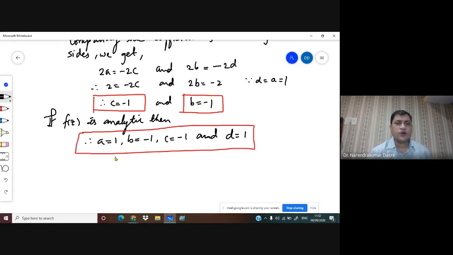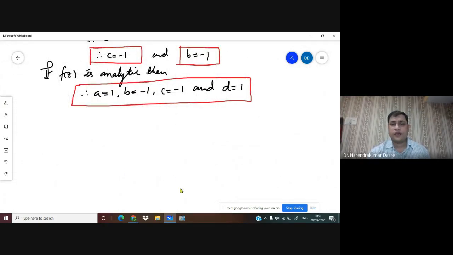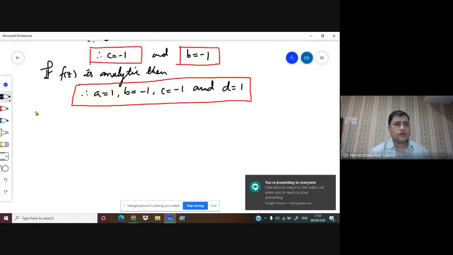So this way we are able to get the values of these coefficients if we know that the function is going to be an analytic function. Okay. So do you have any doubt in this example? Is there any doubt? You got this all? That's good. Very good. Okay. So let us see one more example. We'll go for another example.